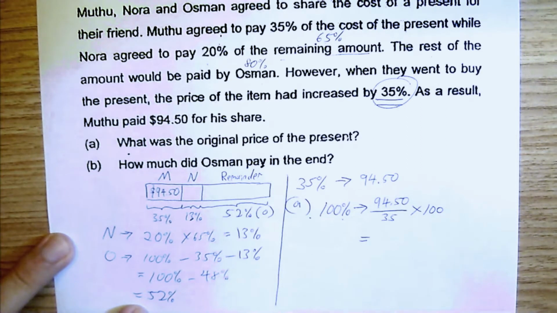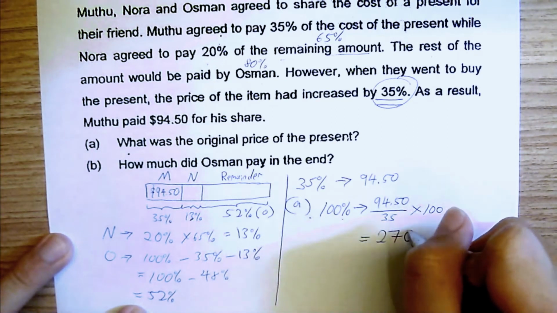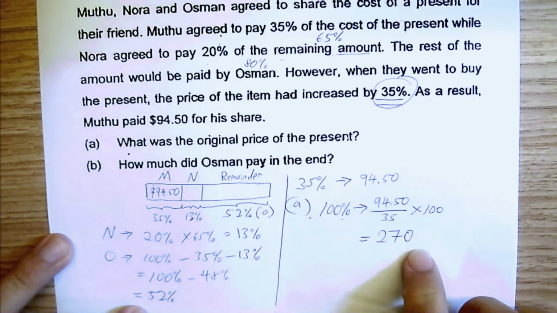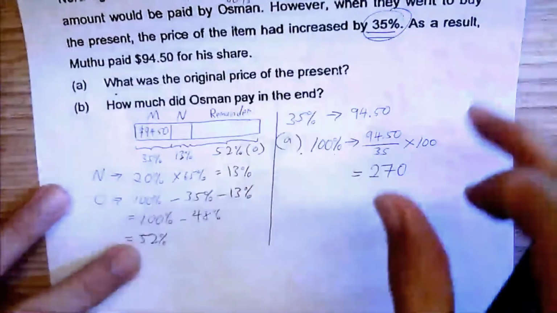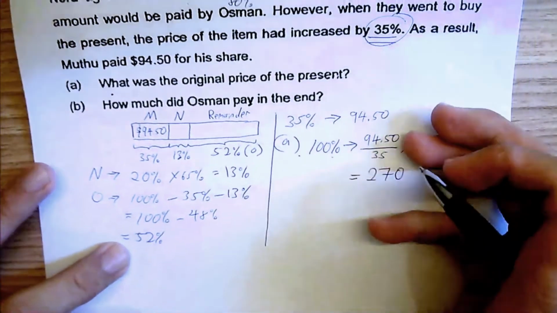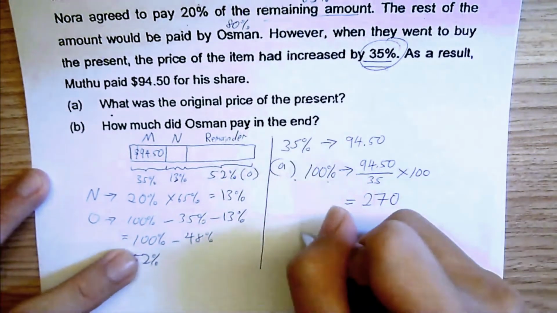$94.50 divided by 35 multiplied by 100. That will give us the cost of $270. Now this $270 is the price of the item after it had increased by 35%. So I'm going to draw another model. Okay, so after it had increased by 35%, right? Sorry, this is the new price.